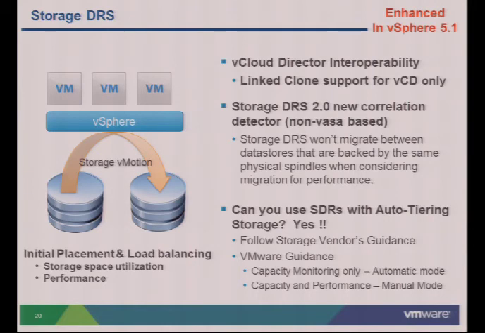We no longer require VASA, because a lot of the customers didn't have VASA enabled, and a lot of the storage arrays weren't providing back the right information for us to be able to detect the correlation to begin with. The other thing is, the question we get asked a lot is, can we use Storage DRS with auto-tiering storage?